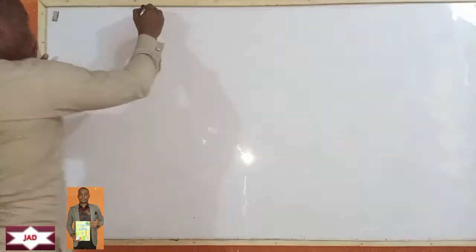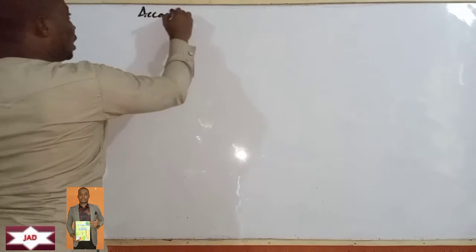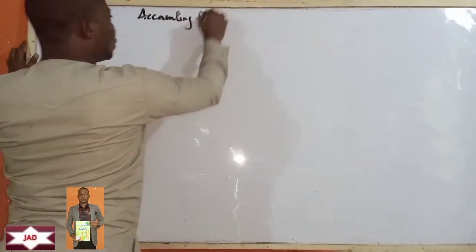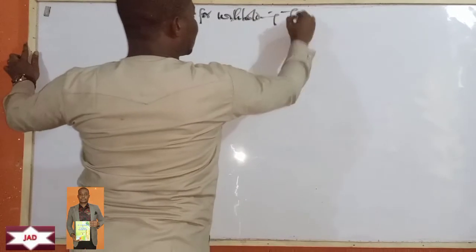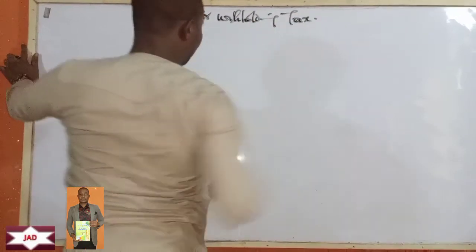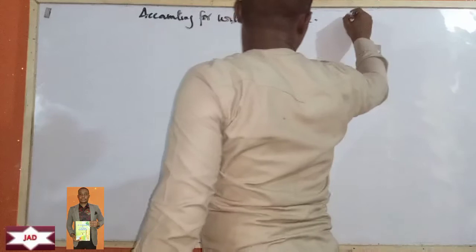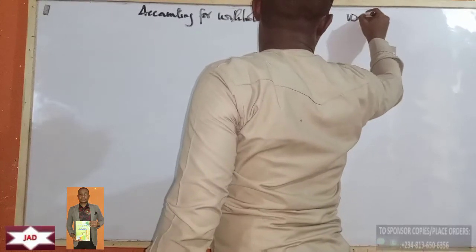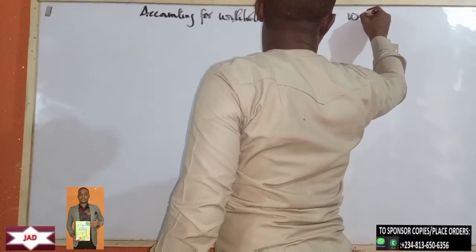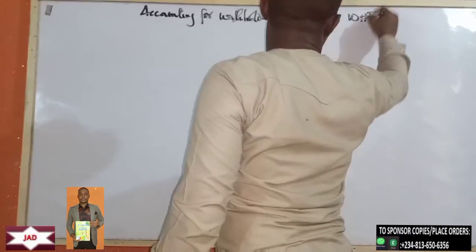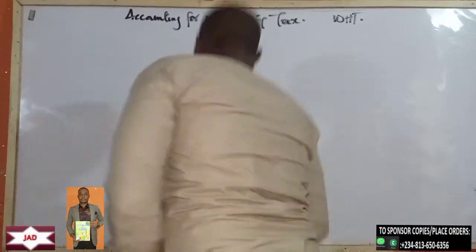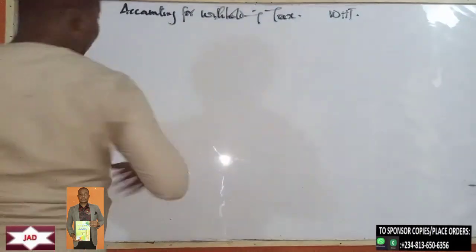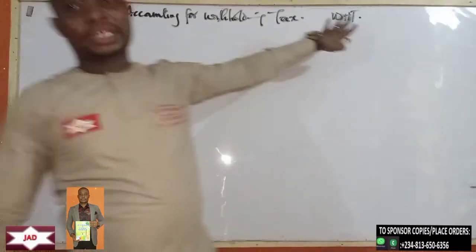So let's call it accounting for withholding tax. So usually it is abbreviated WHT. So that's withholding tax. So in order not to waste our time, let's quickly understand what withholding tax means.